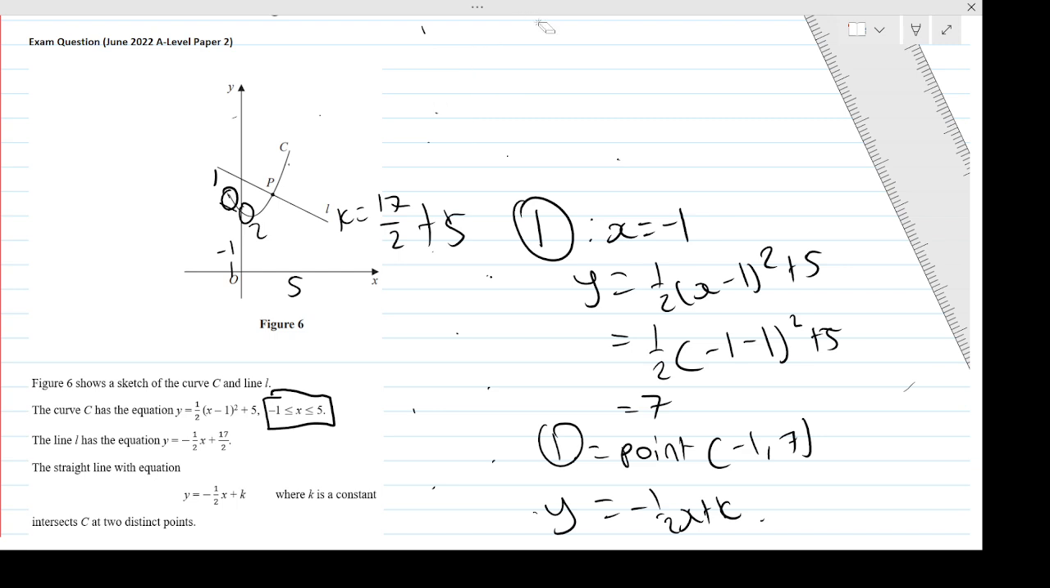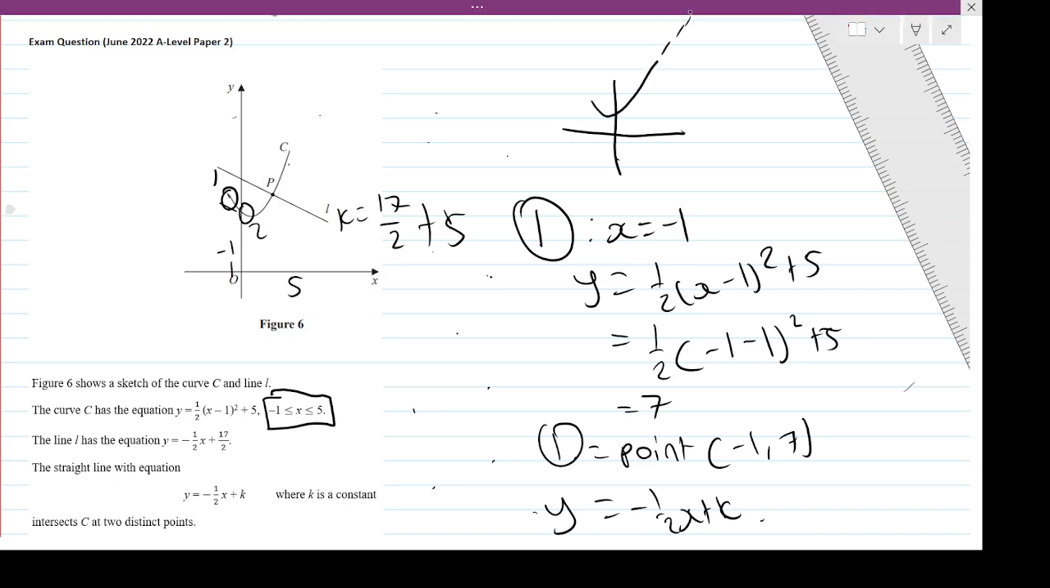Let me bring it down here. There we are. So the curve looks like that, but we cut off the right hand side, because remember the curve would continue on like that, and it would also go to the left and continue that way as well. However, we cut off those points because x is between -1 here and 5 there.